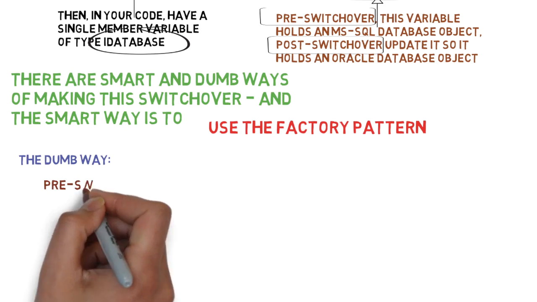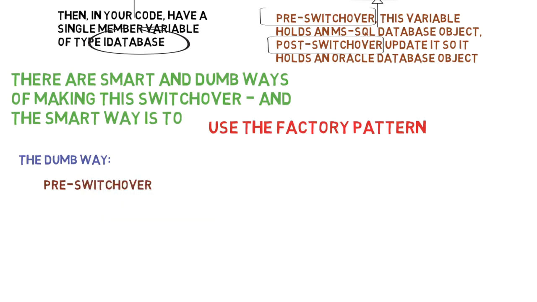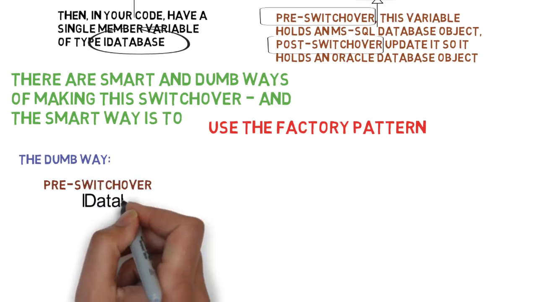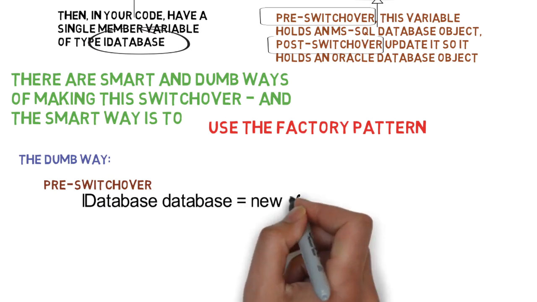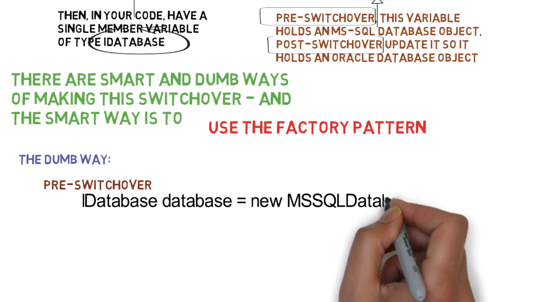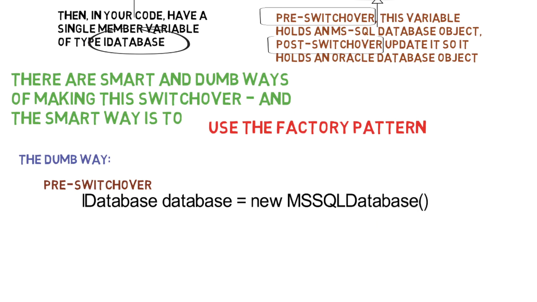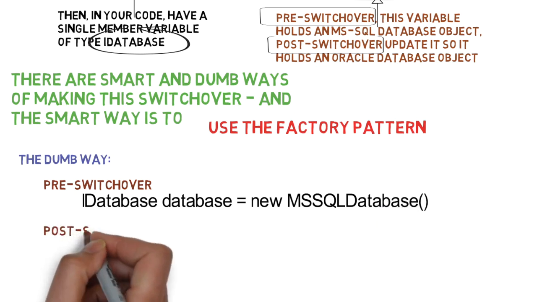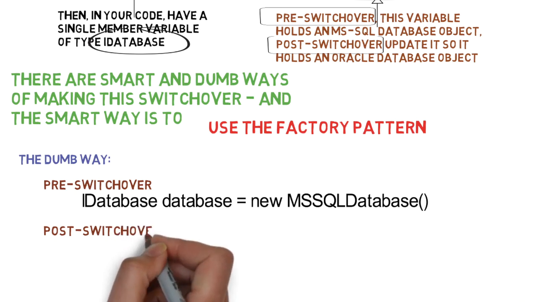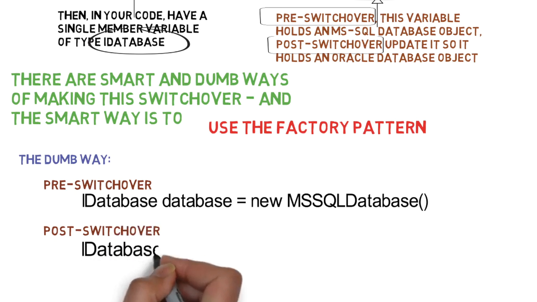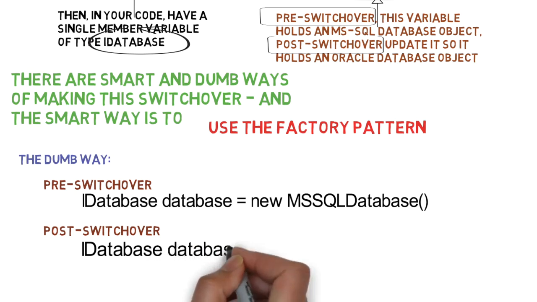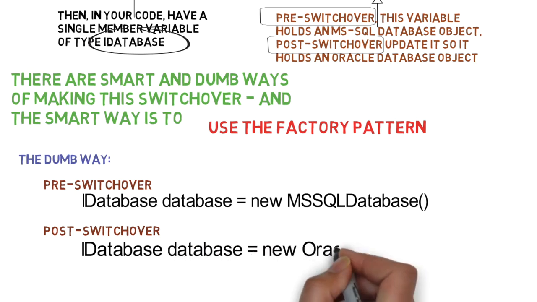So we could have a very naive implementation which basically uses the iDatabase interface but not the factory. So we'd have database is equal to new MS SQL database. This is how our code would look before we switched over. And after switchover, we'd simply go in and change this one line of code to say database is equal to new Oracle database.